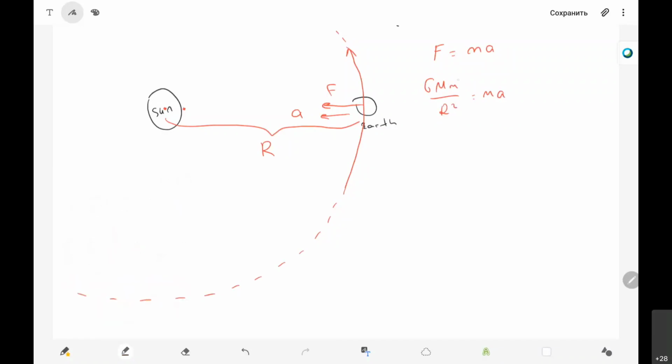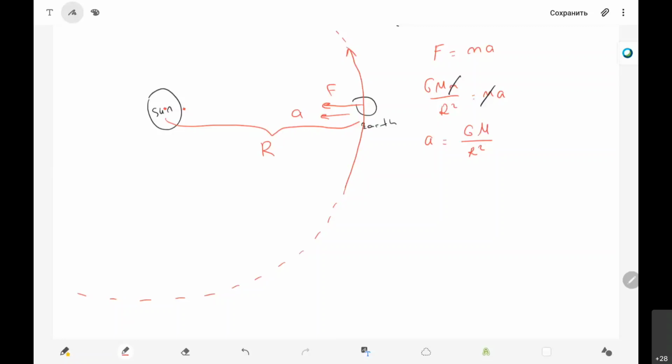Mass of the Earth, we can cancel it as you see. So centripetal acceleration equals the universal constant times the mass of the Sun divided by radius squared. So we have this kind of equation. Basically, by using this equation, we can find the velocity or period of the Earth.